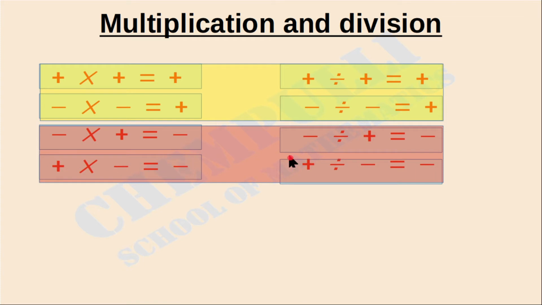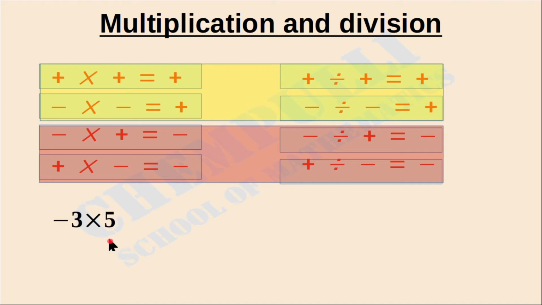In both multiplication and division, if both signs are positive, the answer is positive. If both signs are negative, the answer is positive. That means if both signs are the same, the answer is positive. If both signs are different, the answer sign is negative.